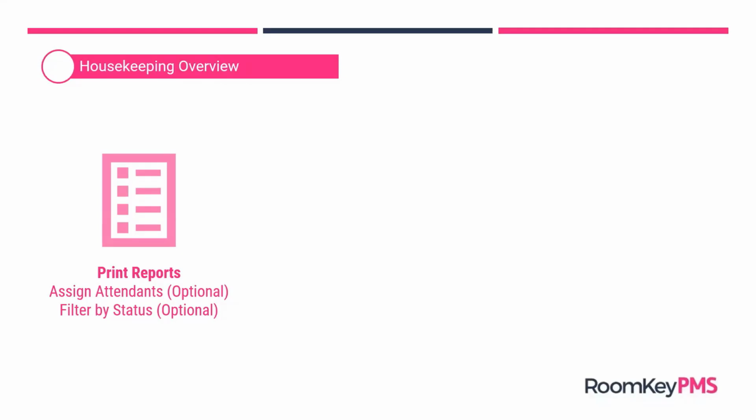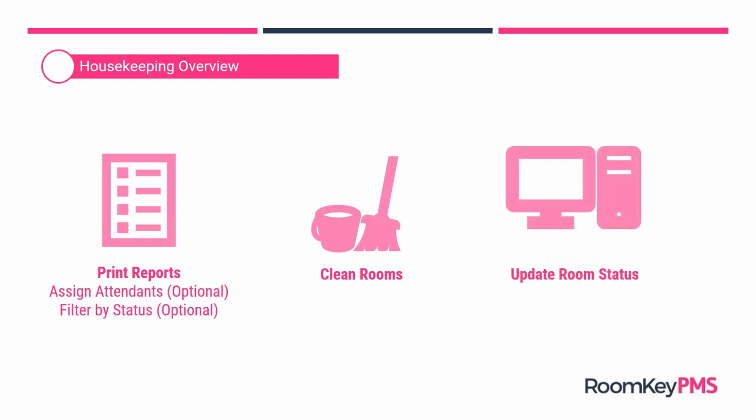But in general, you'll print out your housekeeping reports first. They are passed on to the housekeepers or room attendants who actually clean the rooms. And then at the end of the housekeeping shift, you are updating those room statuses. So 3 basic steps there to get those rooms cleaned and follow that basic cycle.